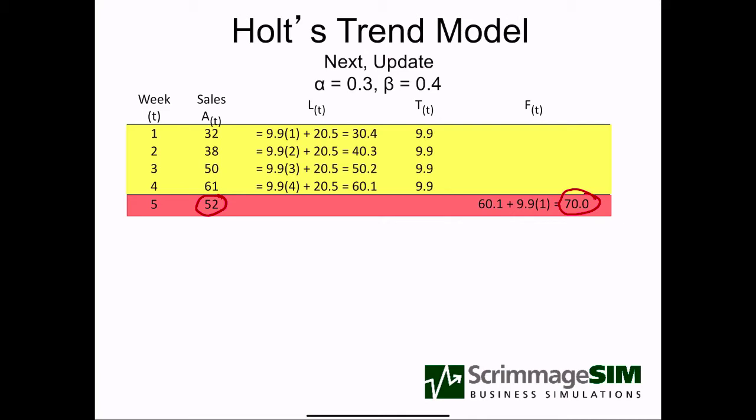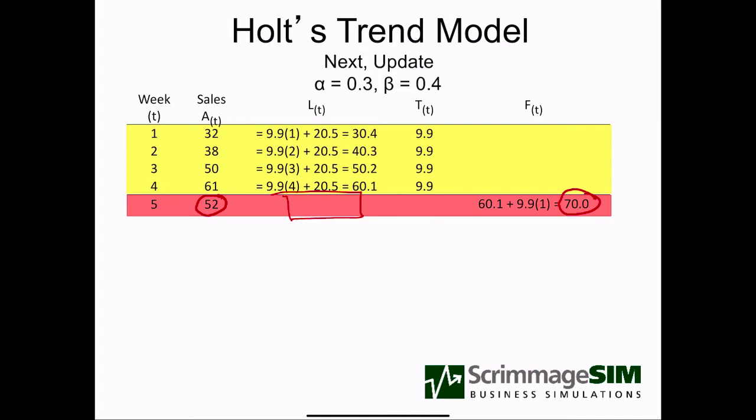We look at the forecast of 70. Sales were 52. We over forecast the value. So what Holt's model says is that we need to adjust the level and need to adjust the trend a little bit. We're not going to say that the level is 52, but we're going to move towards that with these formulas. We need to come up with a new value for the level that reflects the fact that we over forecast and reduce that level a little bit from what we thought it was.